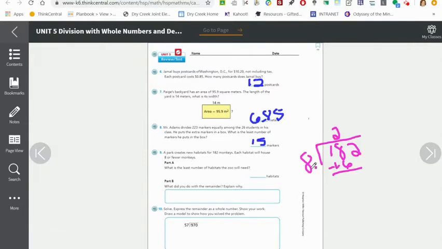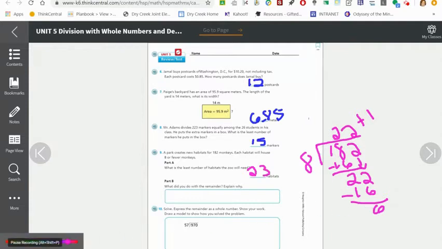So 182 divided by 8, I know it goes in 2 times. That gives me 16, with the 2 left over, and 2 is less than 8, so I did that right. I'm going to bring down my 2, which gives me 22. And I know that goes in 2 times, 2 times 8 is 16, and if I subtract it, it's going to give me 6. So I have 6 monkeys left over, so I can't leave them running loose. I need to add 1 more. So on this one, I need 23 habitats. I can't leave 6 monkeys running around.